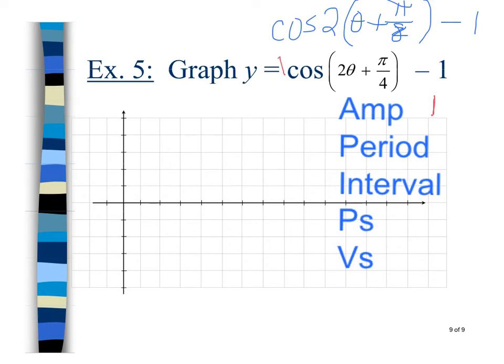Your period is 2 pi over the b. So 2 pi over 2 is just going to be pi. Your intervals are going to be pi times a fourth. So that gives you pi over 4. Your phase shift is going to be negative pi over 8. Sorry, we'll make the 8 a little bit better. Let me erase that.